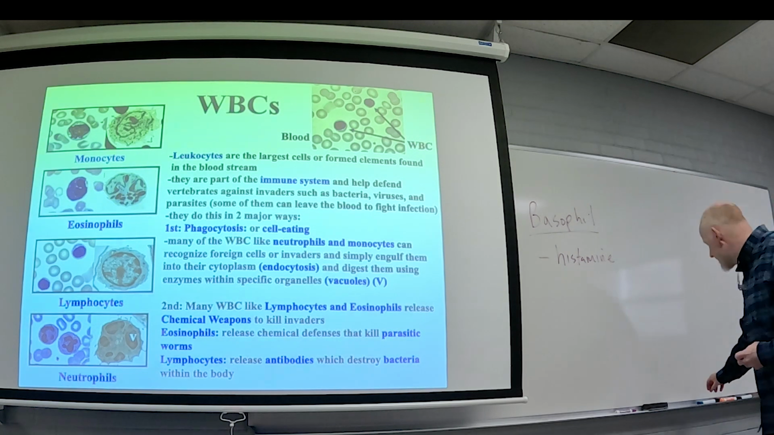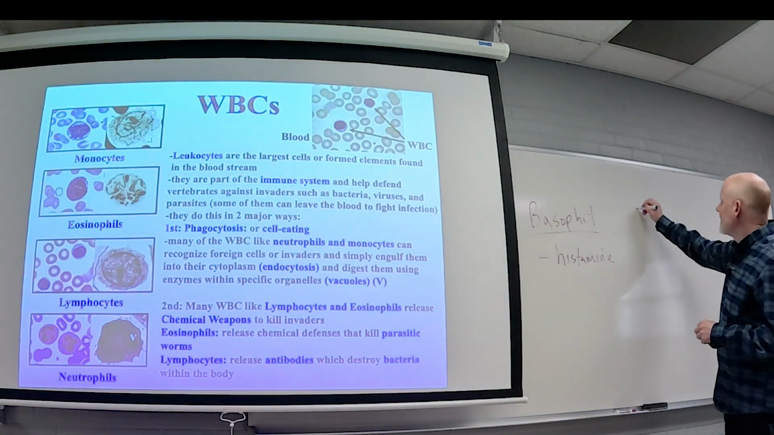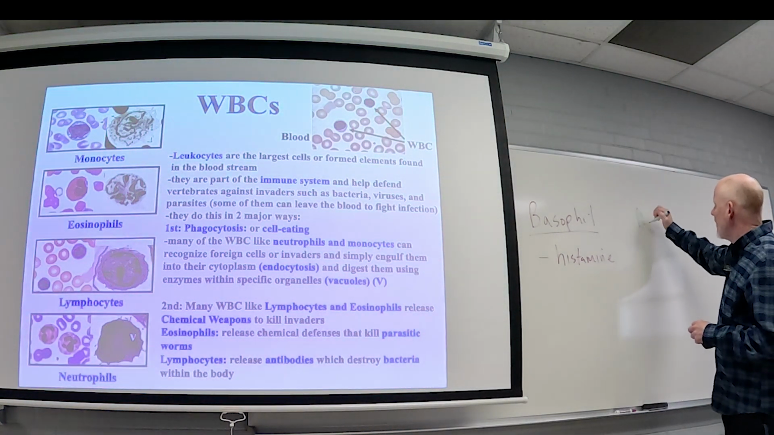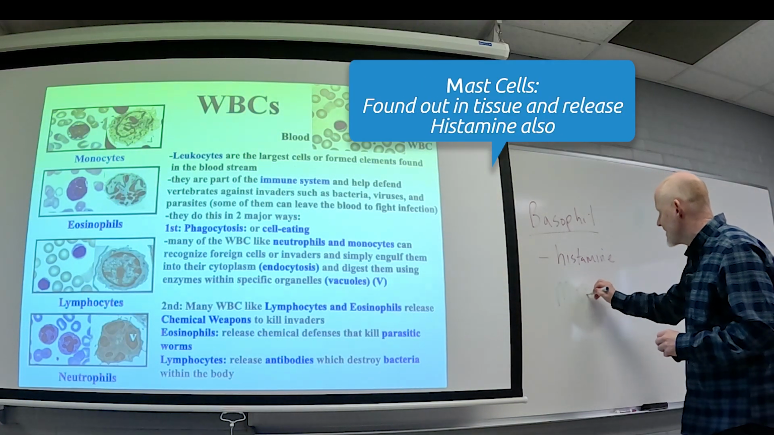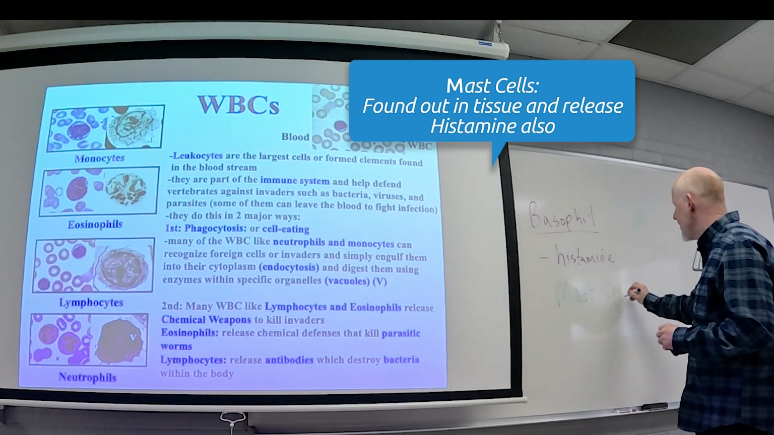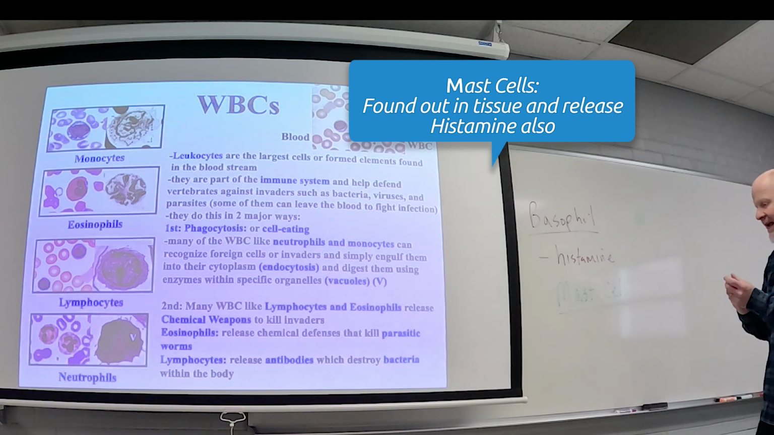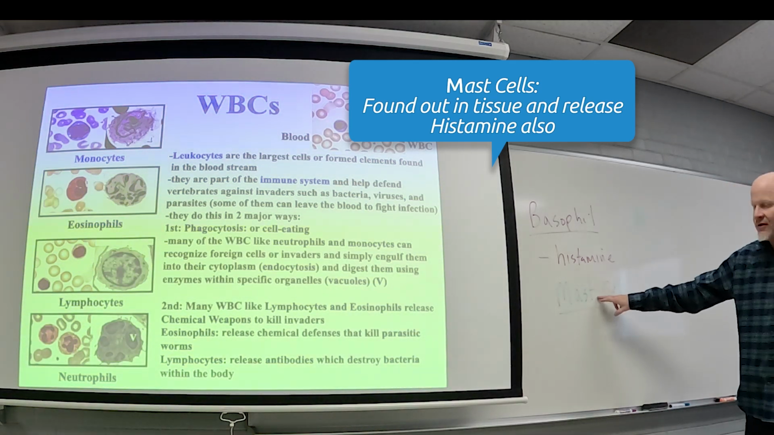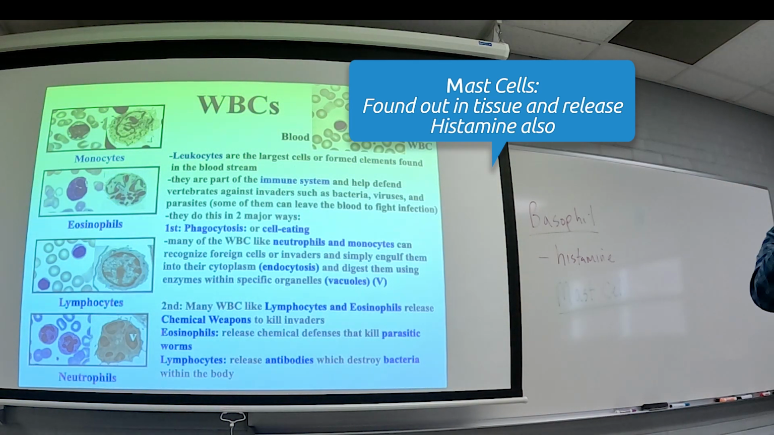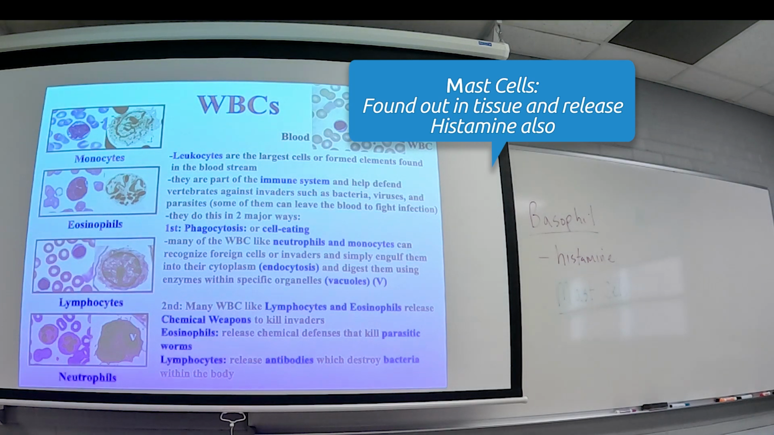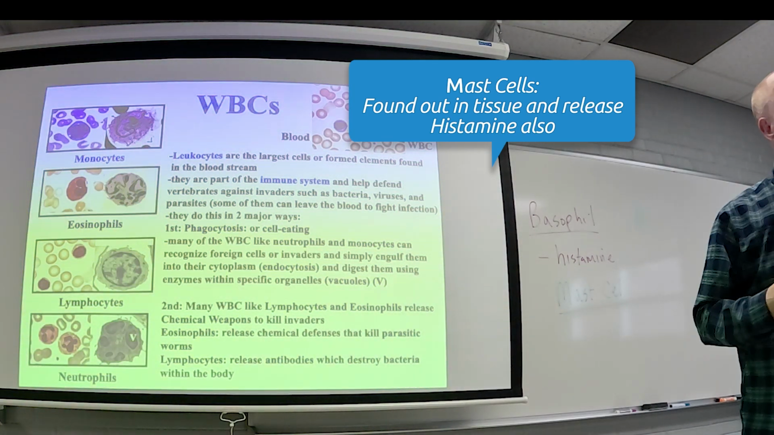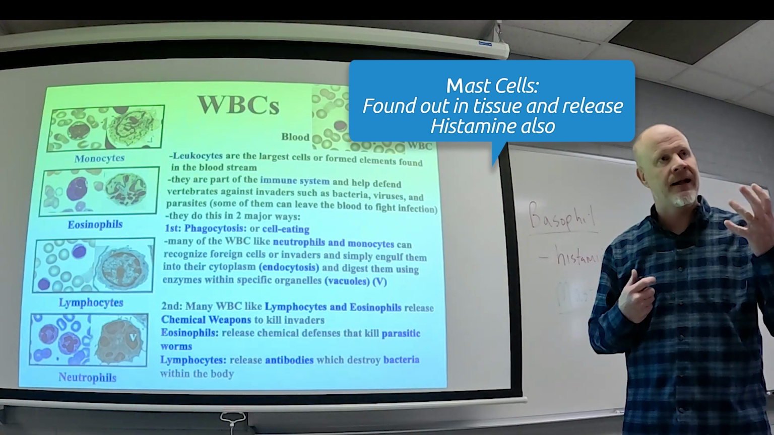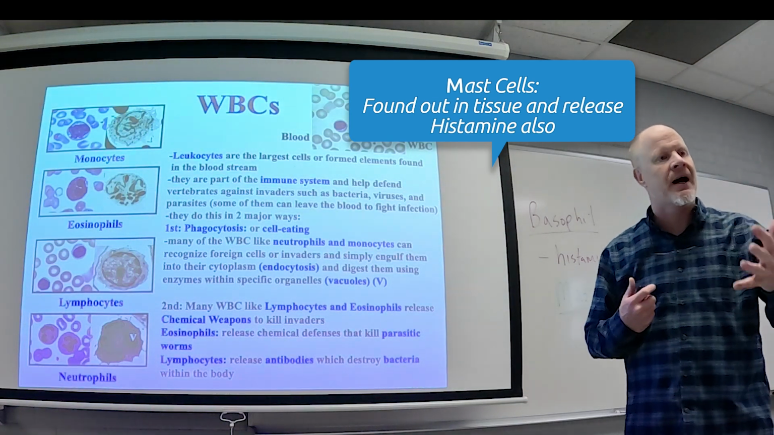Another cell that acts like a basophil is called, and I'll put it underneath so you can see it on the video, a mast cell. Now, a mast cell is not a basophil, right? But it's like a basophil. Mast cells are just found out in tissue, and they release histamine too when they're activated. And what that causes is what we call inflammation, right? And inflammation is a part of the immune response.